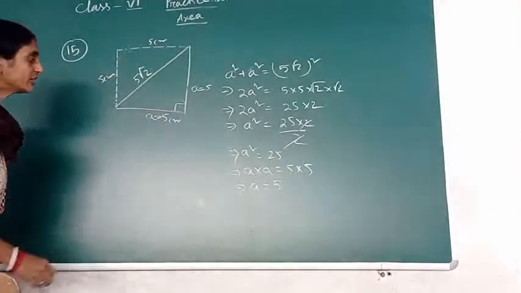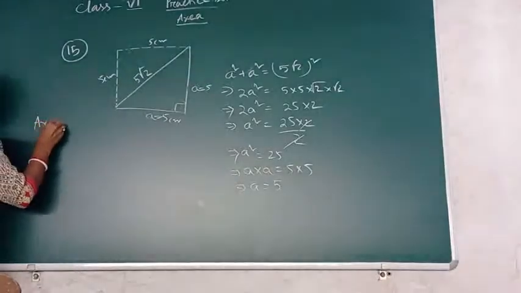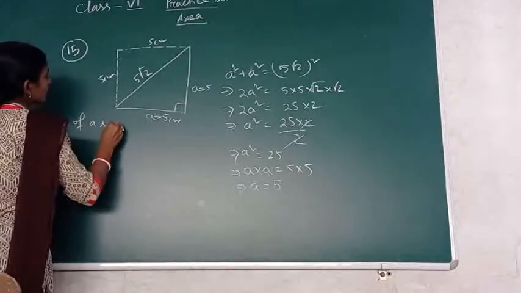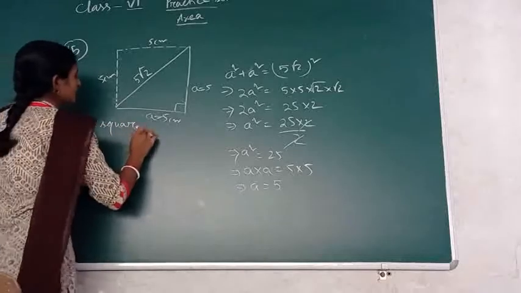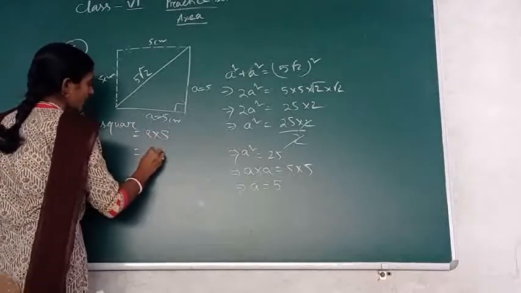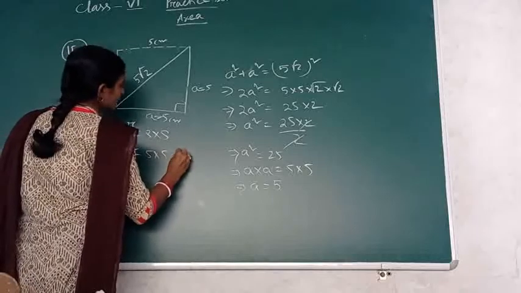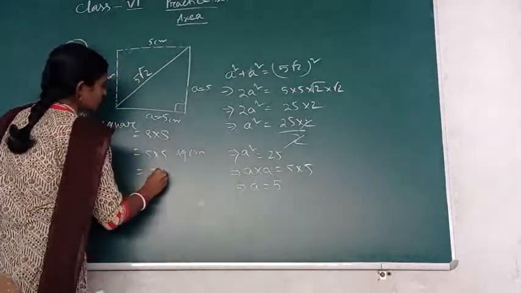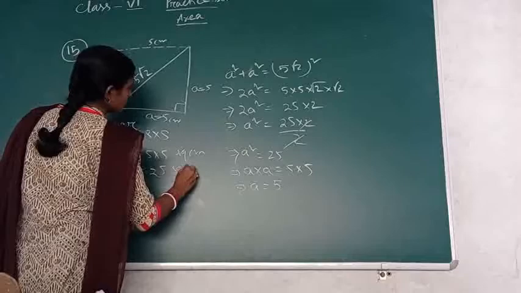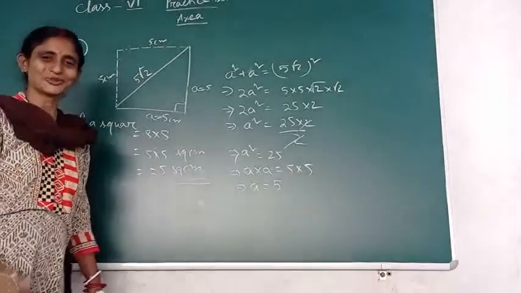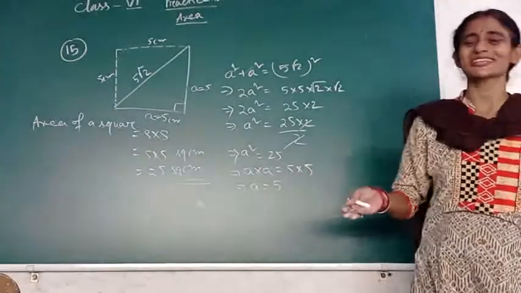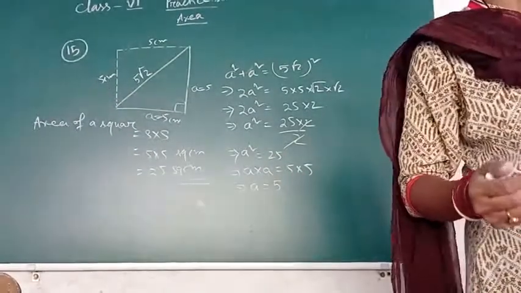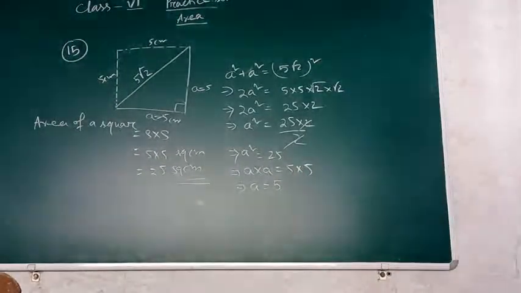Now, what will be the area? We know the area of a square is side into side. That means 5 into 5, that much square centimeter. So your answer is 25 square centimeter. It went a little over your head, right? It's okay. Try to solve this kind of questions. Let's try to move one step ahead. So try to solve the remaining questions. I hope you people can do it. All the best.